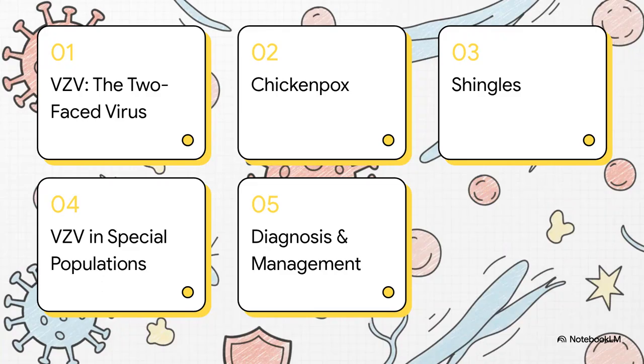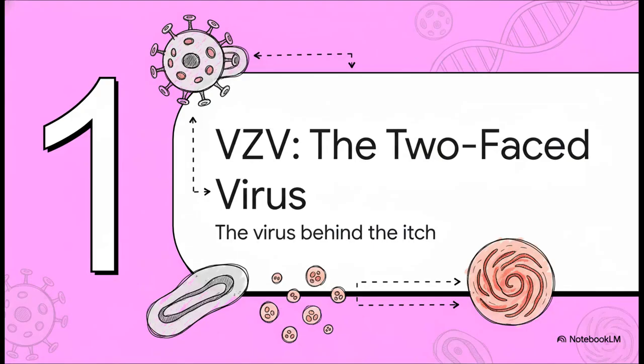So here's the game plan for this explainer. We're going to follow the entire story of this virus. First, we'll get to know the virus itself. Then, we'll see how it causes chickenpox. After that, we'll uncover how it hides and then comes back as shingles, look at some really high-stakes situations for certain patients, and finally, we'll go through the playbook for diagnosis and treatment. All right, let's kick things off by meeting the culprit itself.